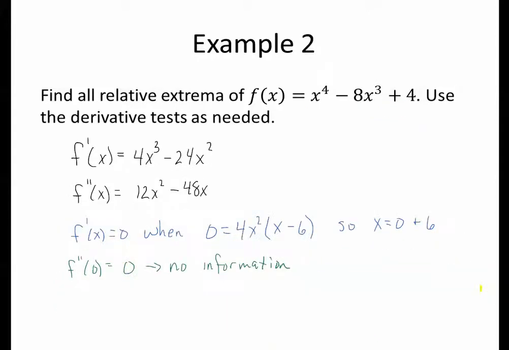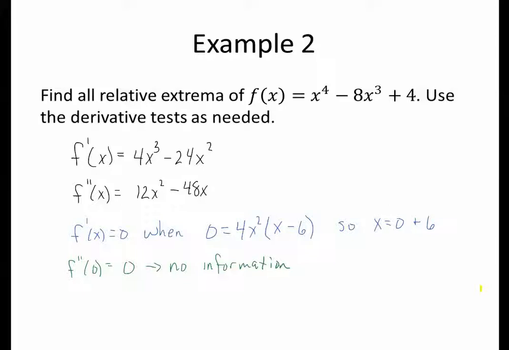Here's another polynomial. Find all relative extrema of f of x equals x to the fourth minus 8x cubed plus 4. We're going to use the derivative test as needed. Once again, find the derivatives. The first derivative is 4x cubed minus 24x squared. The second derivative is 12x squared minus 48x.